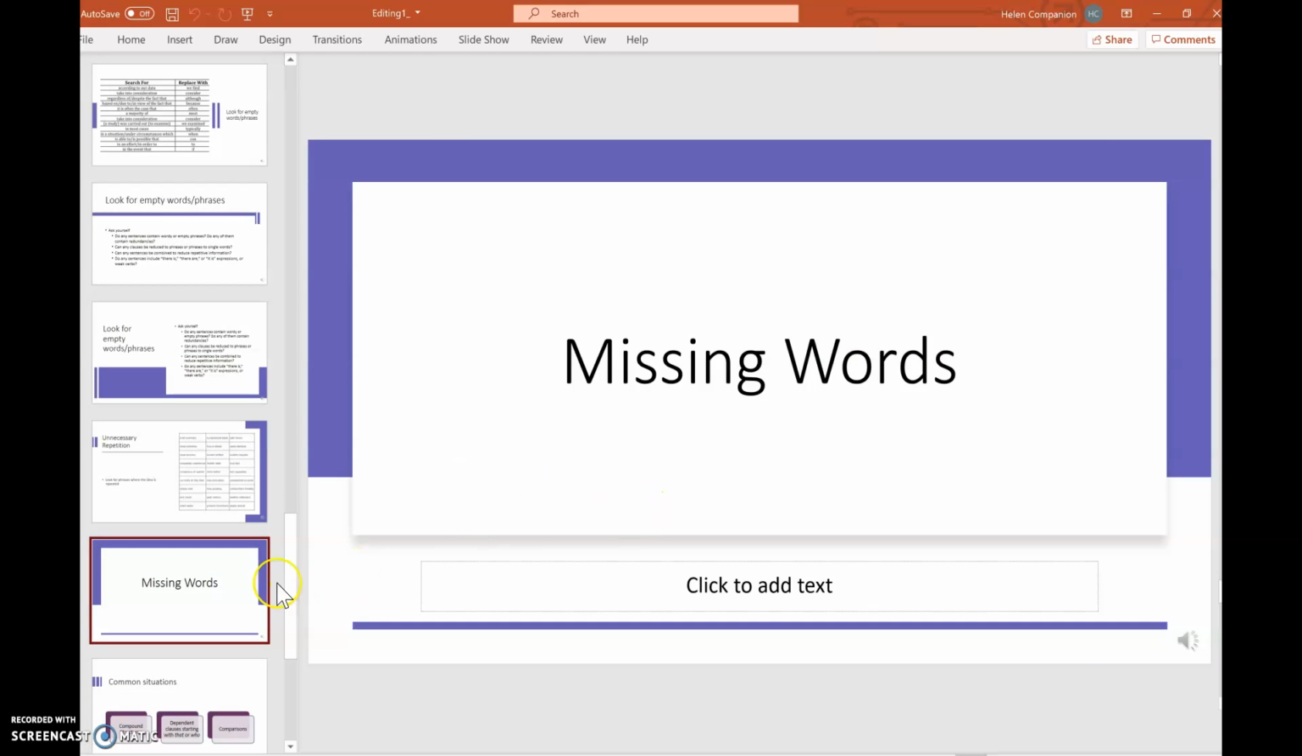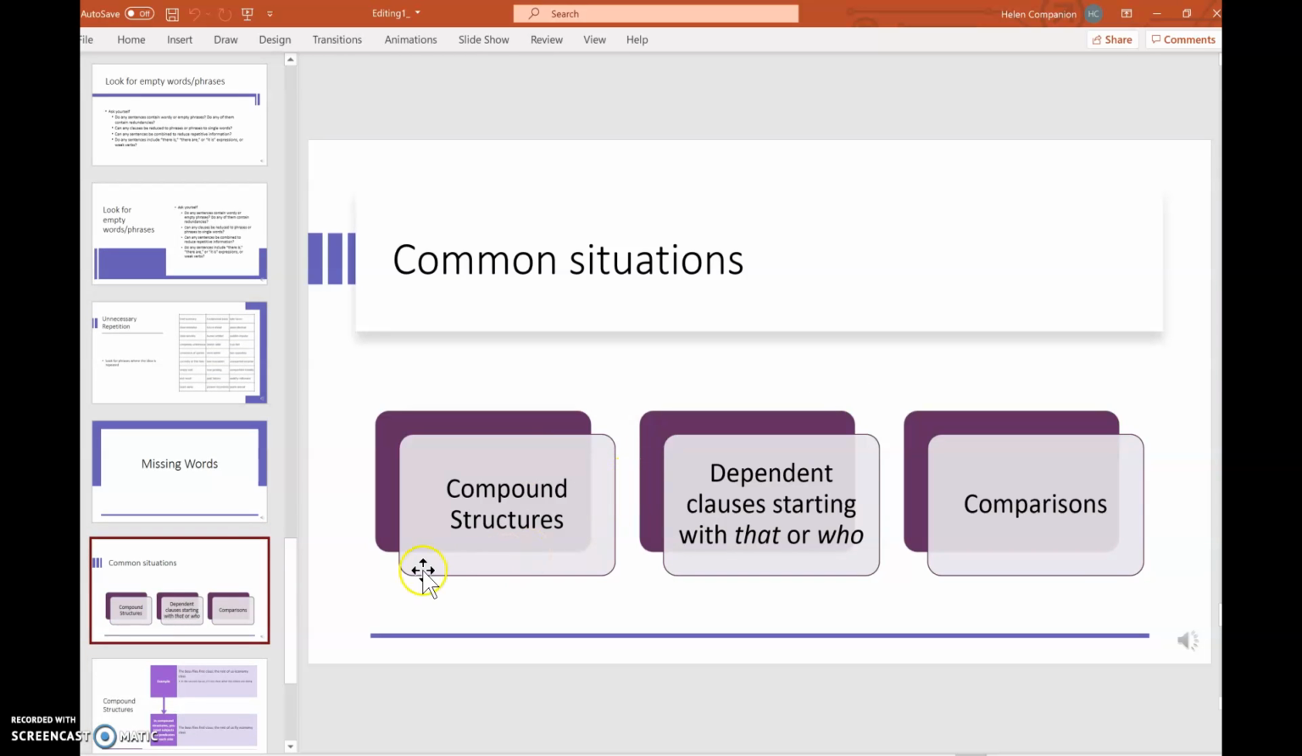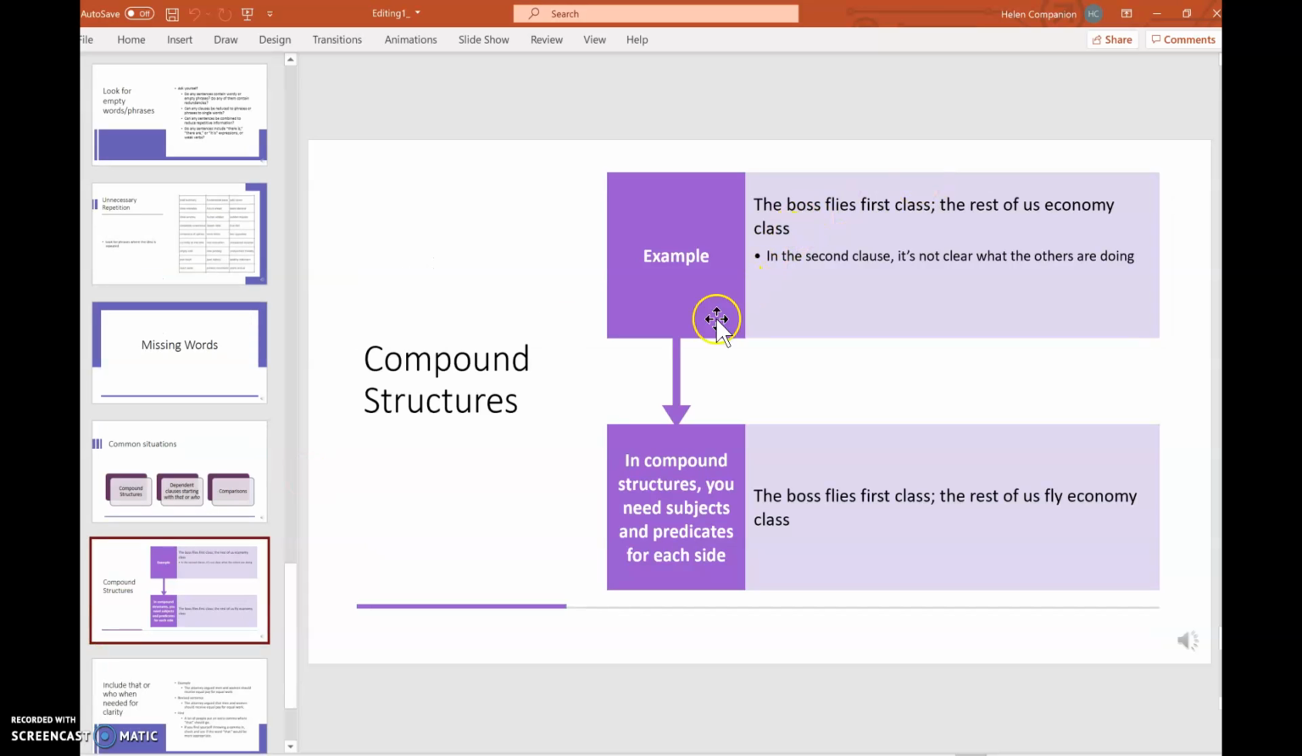Okay, so missing words is the last subsection of this. Some common situations for these are compound structures, dependent clauses starting with that or who, and comparisons. In a compound structure, for example, the boss flies first class, the rest of us economy class. Even though you can infer it, there's no verb in the second half of the clause. In a compound structure, you need subjects and predicates for both sides. So the boss flies first class, the rest of us fly economy class.